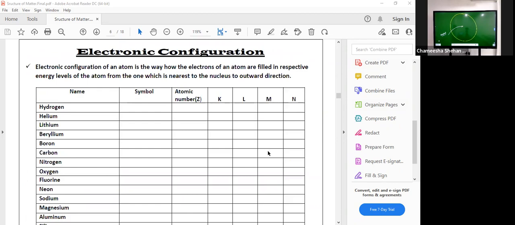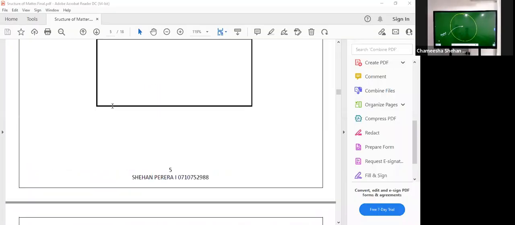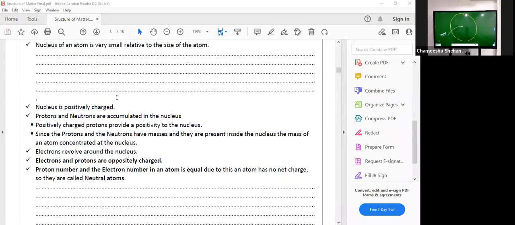Am I done? Okay, right. So we know that now. We are moving ahead. See this one, the next point about the nuclear model.